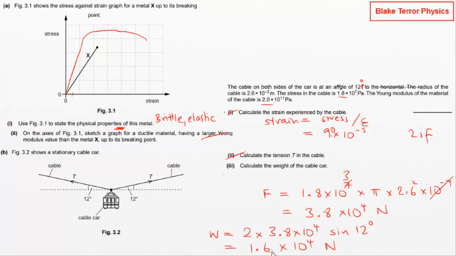Right, there's a nice mix of stuff in that. We've had Young's modulus, we've had graphs, we've had working out the strain, and then we've done a nice forces equilibrium thing at the end. So yeah, there's lots of little bits in that. To round off this mini video, I'll do more forces in the next one.